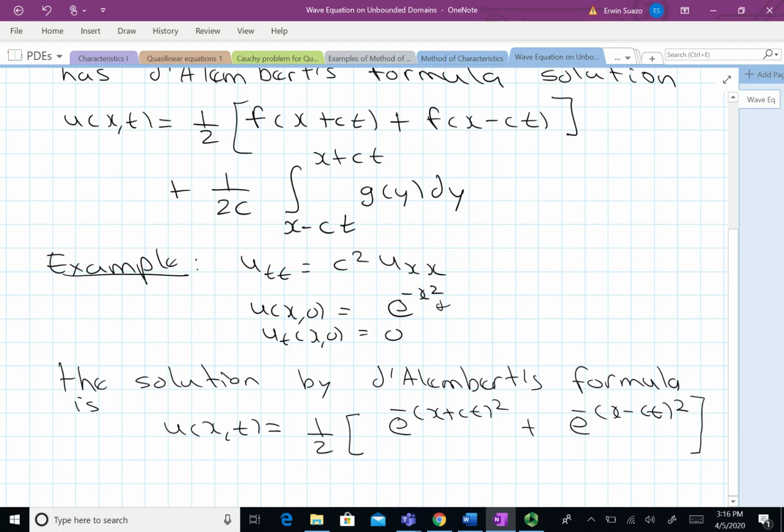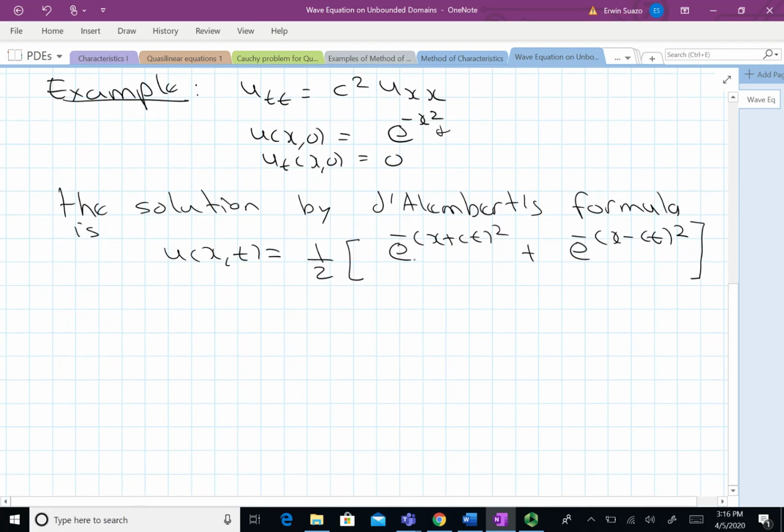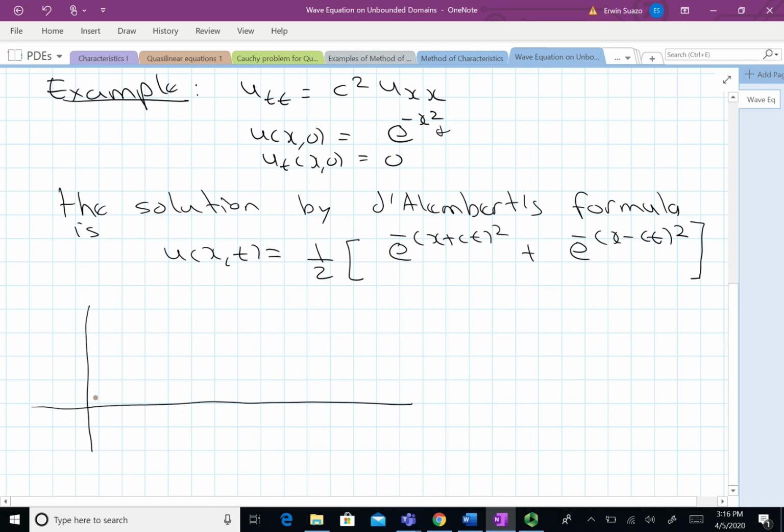Why is this a good formula? Because we know what e to the minus x squared looks like. Maybe you don't remember, but that's the Gaussian. That's what statisticians love, and they call it the normal distribution.